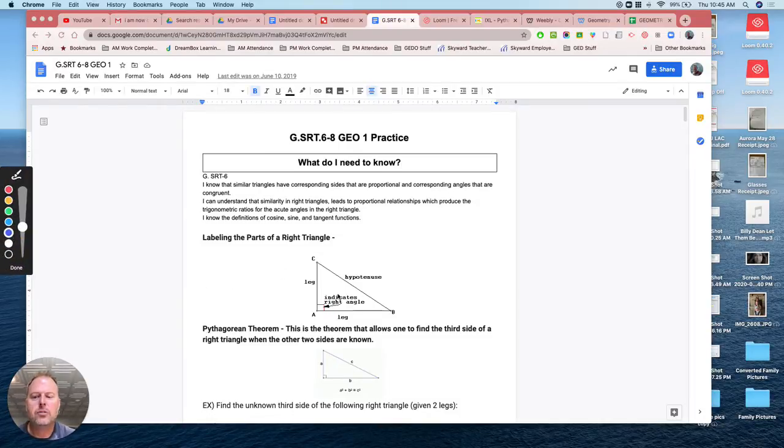if you have a right triangle, remember, right here, there's a right angle as a part of that right triangle. The side opposite that right angle is called the hypotenuse. The other two sides, the sides that are connected to the right angle, are called the legs. So you have two legs and you have a hypotenuse. That's how you can at least identify what the parts are.